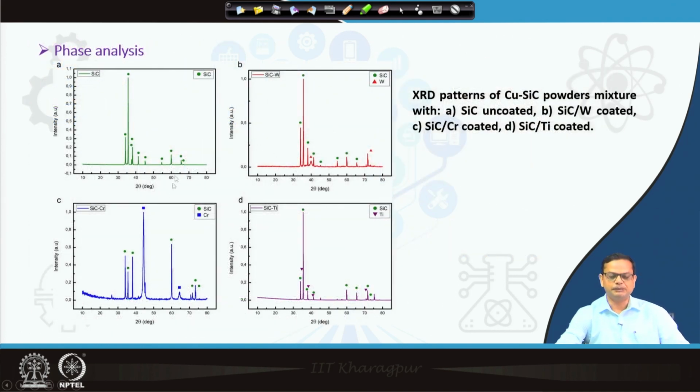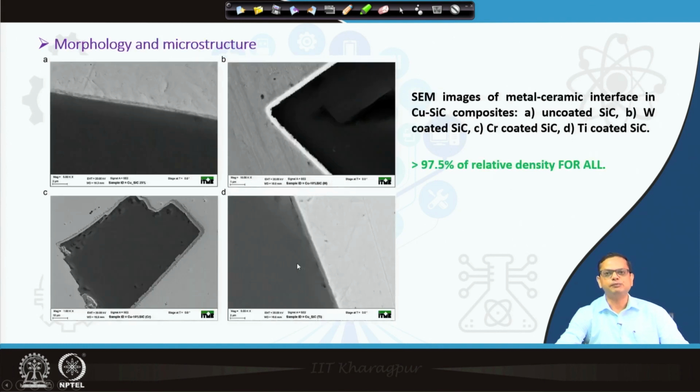Before that, the powder particles have been analyzed, and you can see here this is the SiC particle, only SiC peaks. But once you have tungsten coating, chromium coating or titanium coating, you can see those peaks. Even though the films are quite thin, you can still see peaks for tungsten, chromium and titanium on the SiC particles. That means it has been deposited, and then you look at the surface of the particles after the deposition of the different elements.